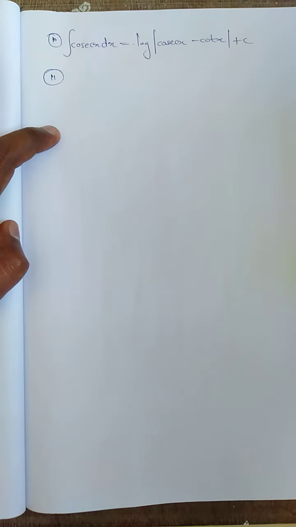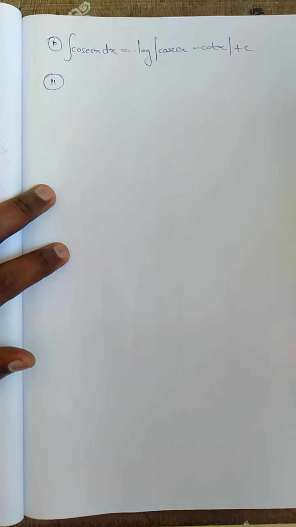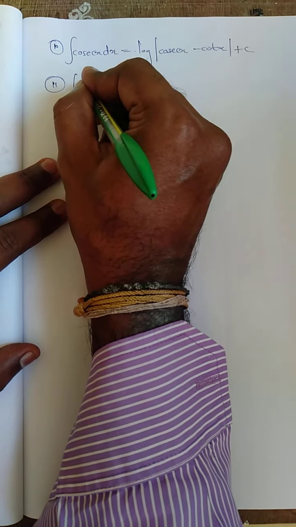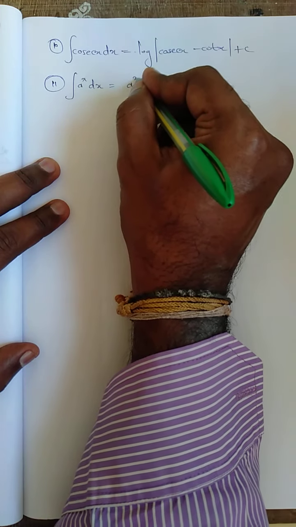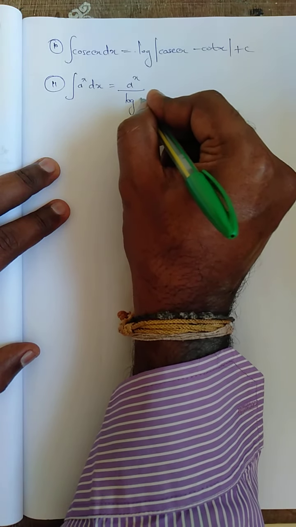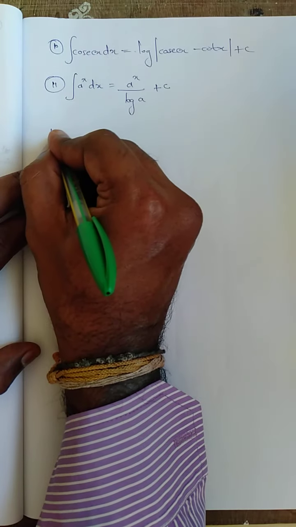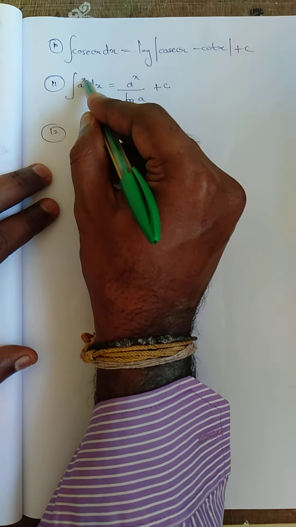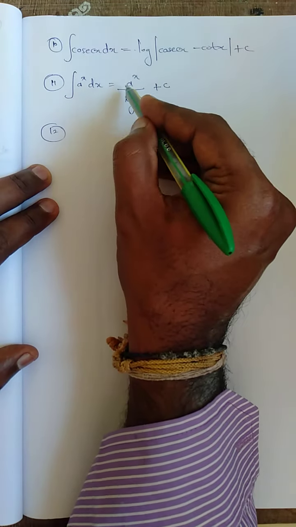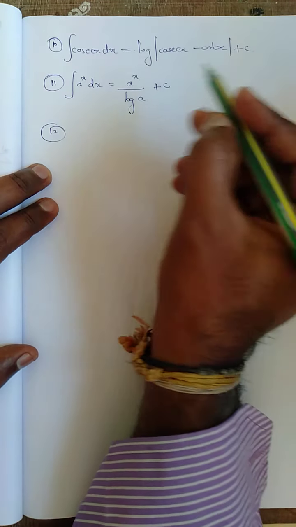Next, 11th formula: integration of a power x into dx is equal to a power x divided by log a plus c. Here a power x is a constant base, like 5 power x, 6 power x, 10 power x. You write a power x divided by log a plus c.